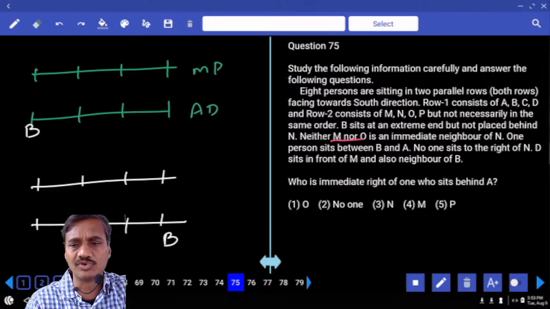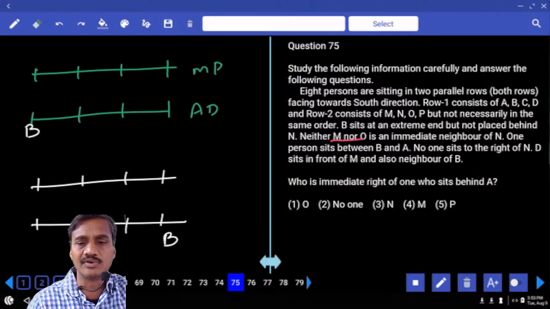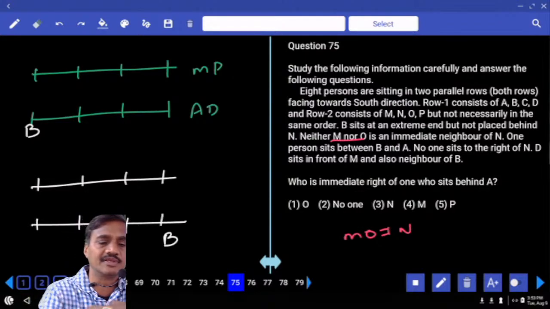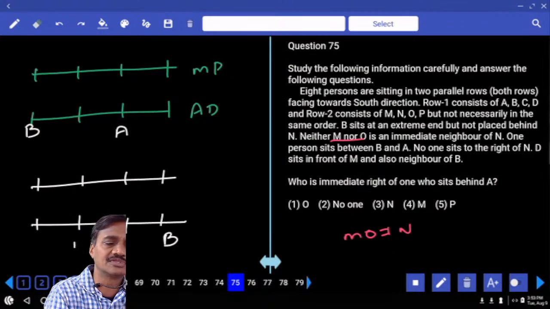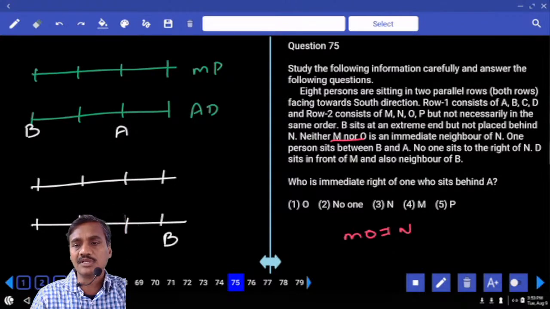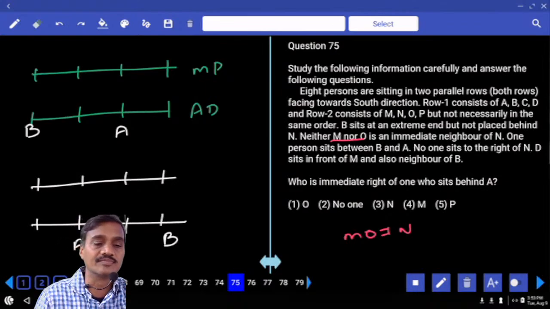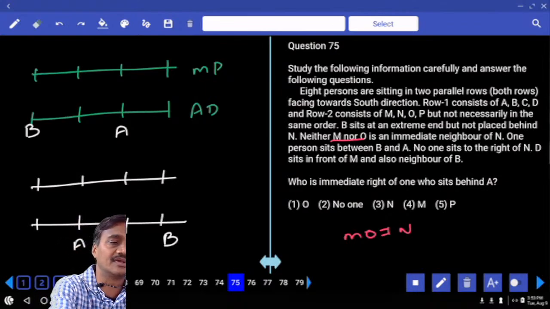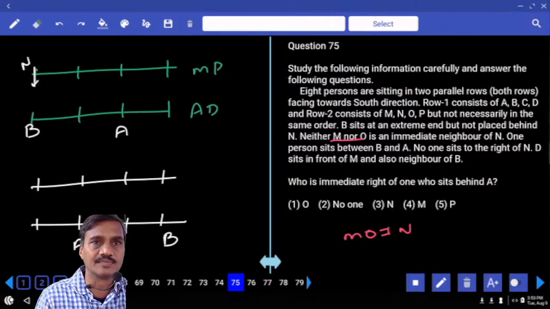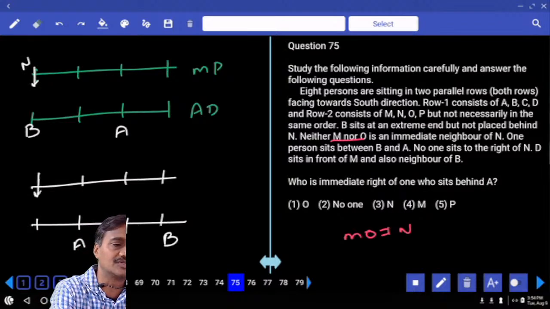Neither M nor O is an immediate neighbor of N. So M and O are not adjacent to N. One person sits between B and A, so in between B and A there must be exactly one person. No one sits to the right of N, so N is at this place, and here also no one sits to the right of N.